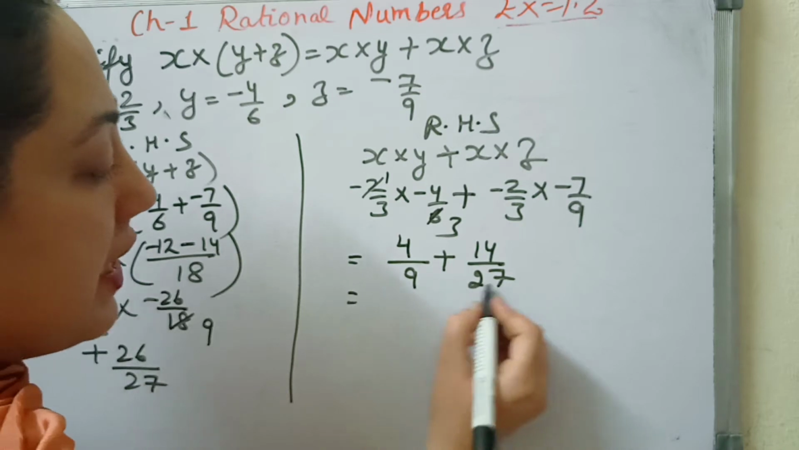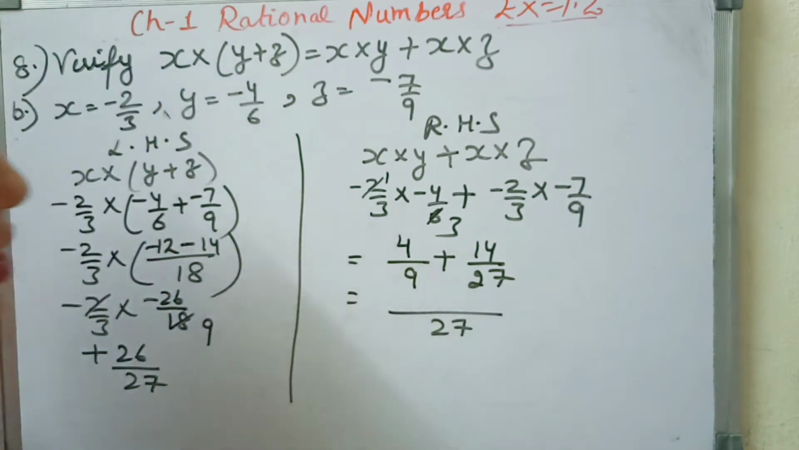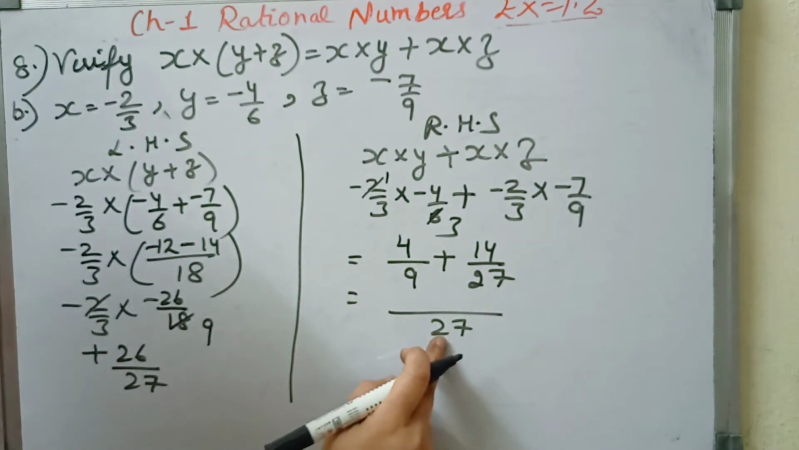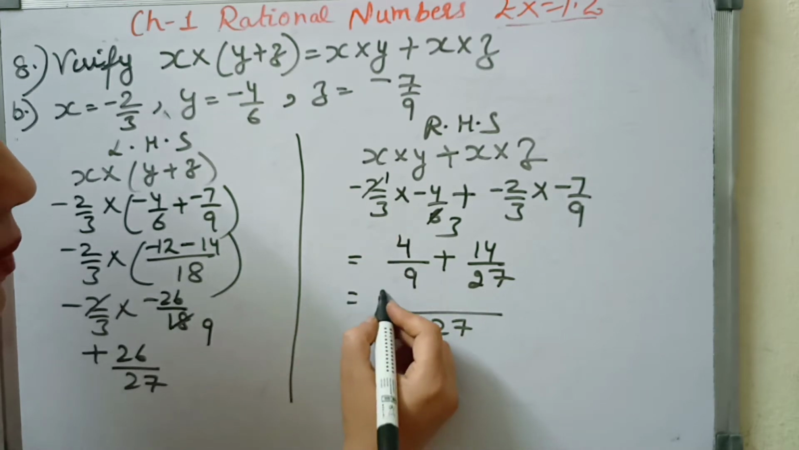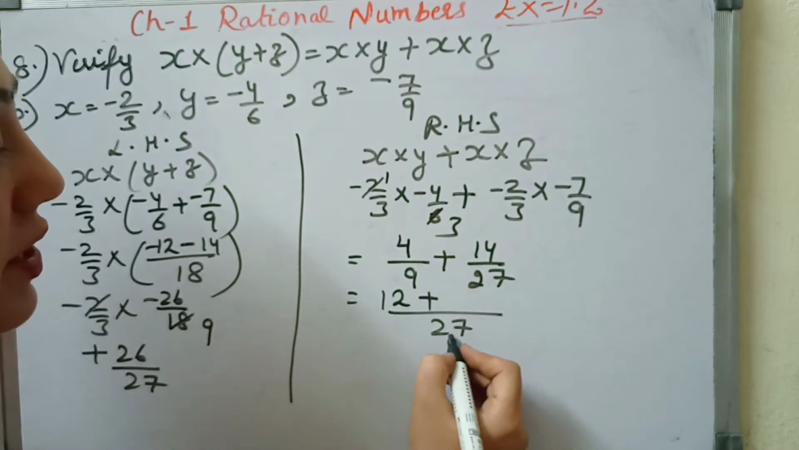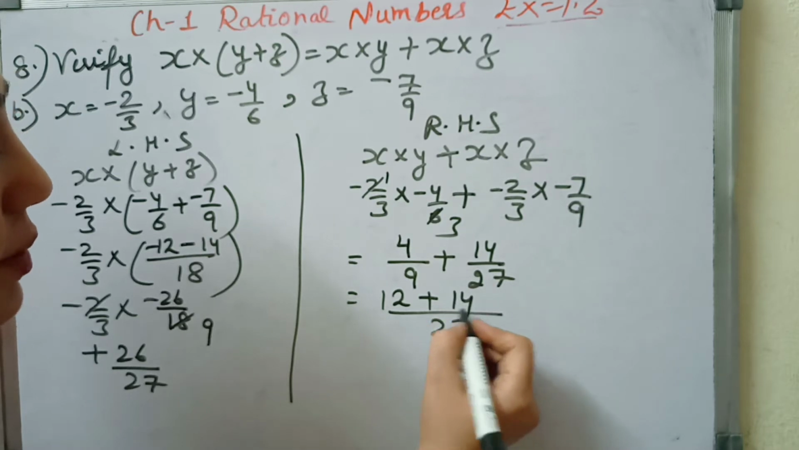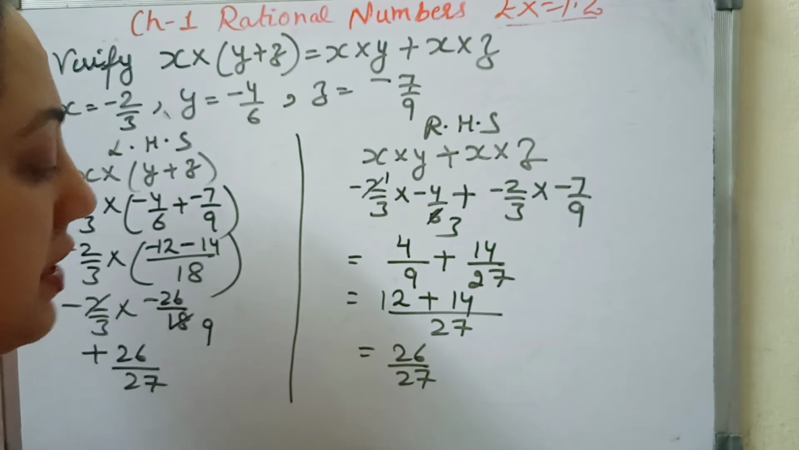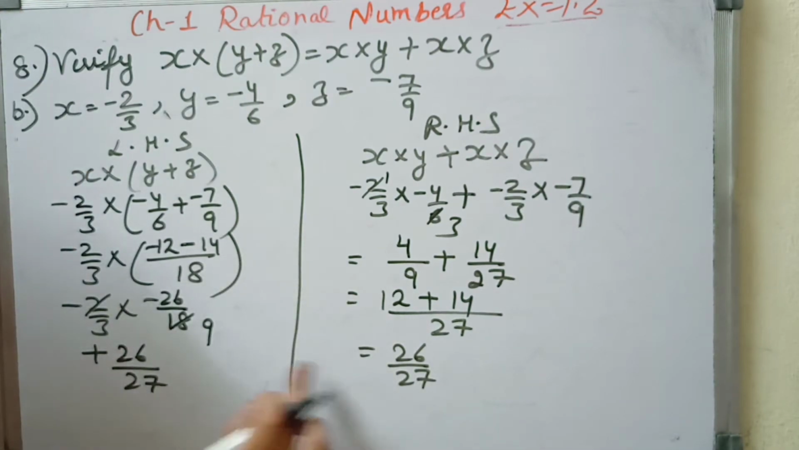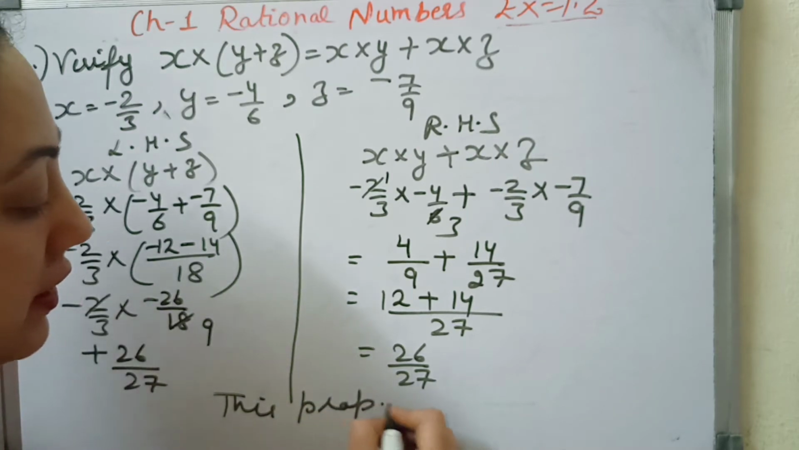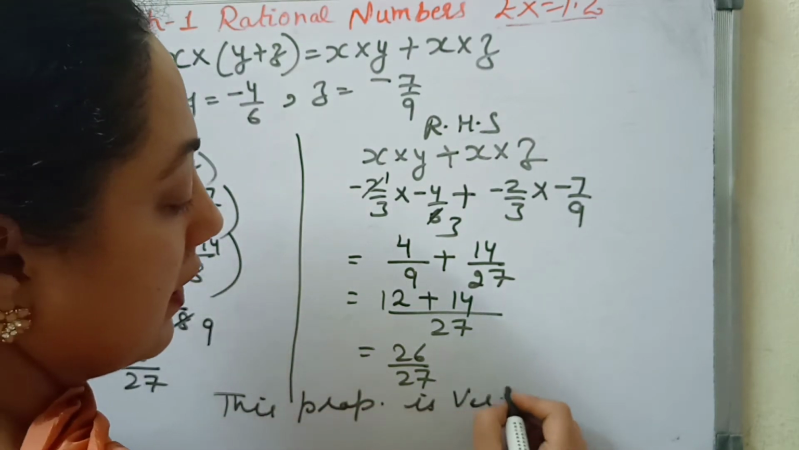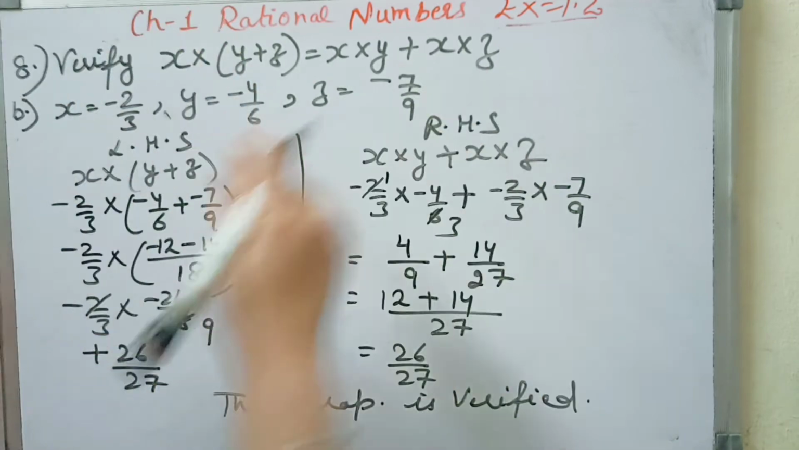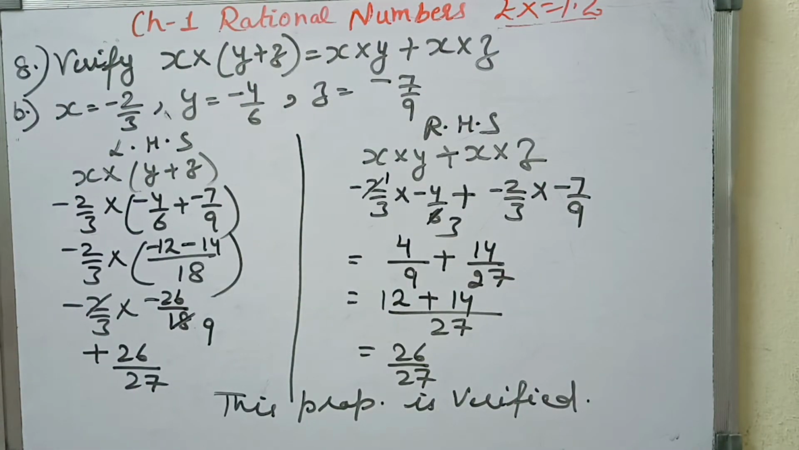Now again I will take the LCM of 9 and 27. It is 27. 9 divides 27 in the table of 3, and 3 multiplied by 4 is 12. 27 divided by 27 is 1, 14. Now do the addition of these two terms. I will get 26 over 27. Now see, both the terms are equal. So this property is verified. And the name of this property is distributive property of multiplication over addition.